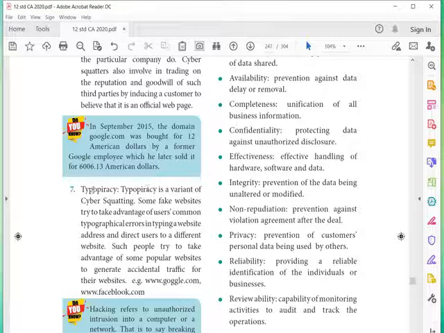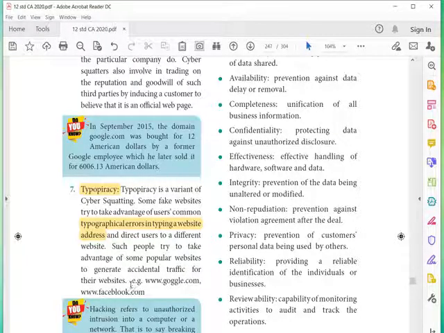Then typo-piracy. Typo-piracy is a variant of cyber squatting. Some fake websites try to take advantage of users' common typographical errors in typing a website address. For example, think of www.google.com. This is the normal spelling. Am I right? If we type 3 O's by mistake instead of 2 O's, it will lead to some other site. So such people try to take advantage of some popular website to generate accidental traffic for their websites.